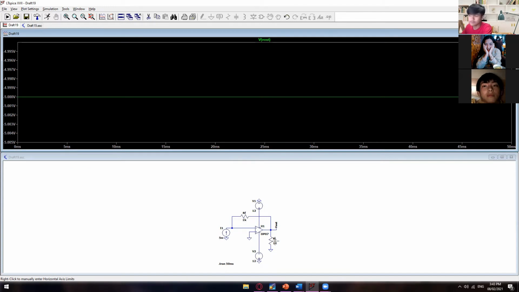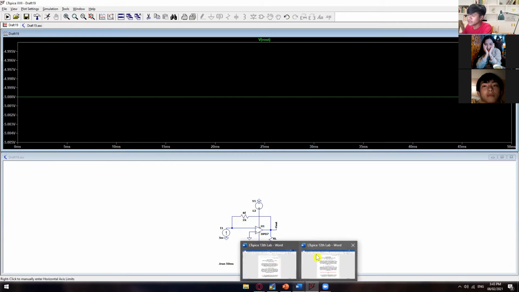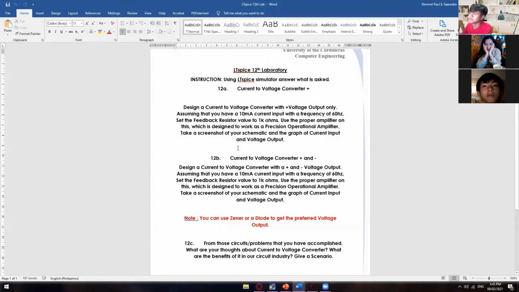Okay, so introducing your Laboratory 12, which is current to voltage converter plus, and current to voltage converter plus and minus. So for the 12A, this one is super simple. Design a current to voltage converter with positive voltage output only. Okay, so why positive voltage output only?